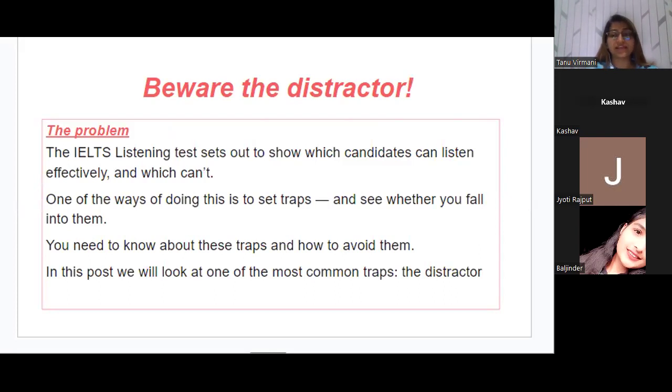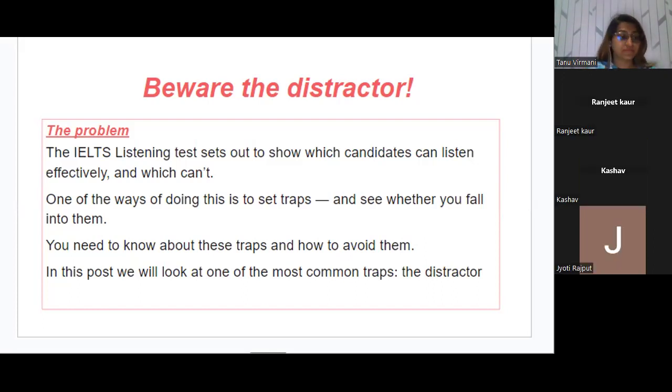Now, suppose I say that today's session is going to be about how to avoid distractors. Oh, sorry, today's session is about signposting language. So, what is today's session about? Signposting language, right? So, this is a distractor which says that today's session is this. Sorry, we will discuss something else.